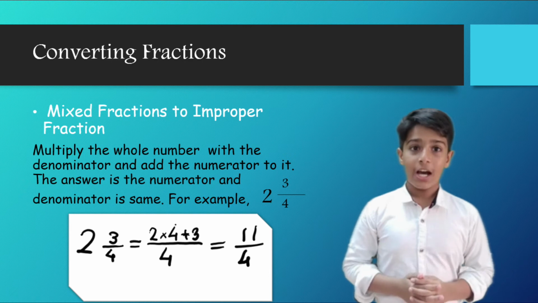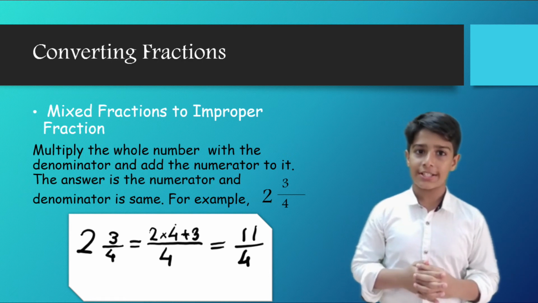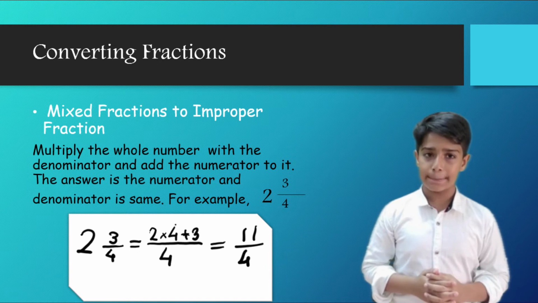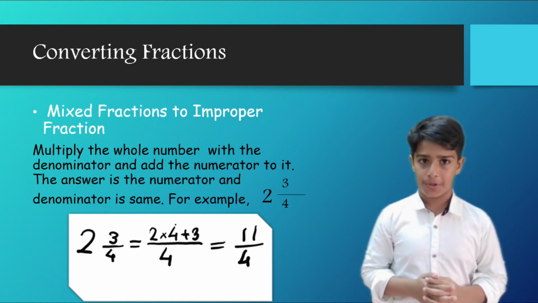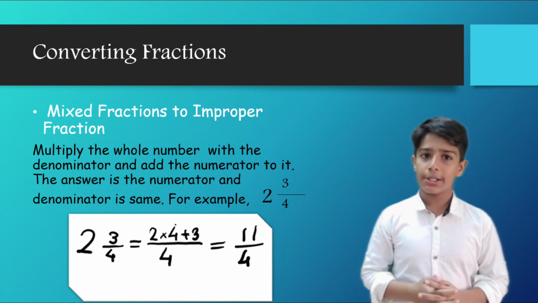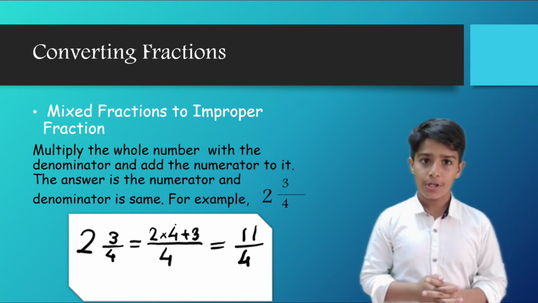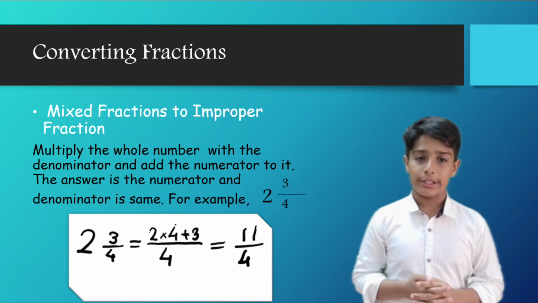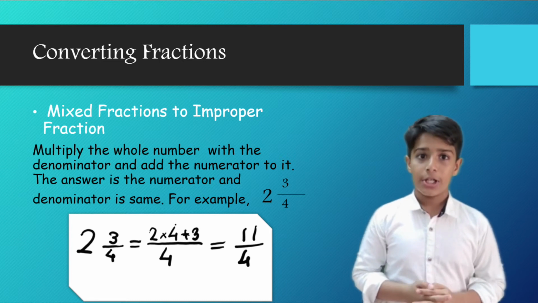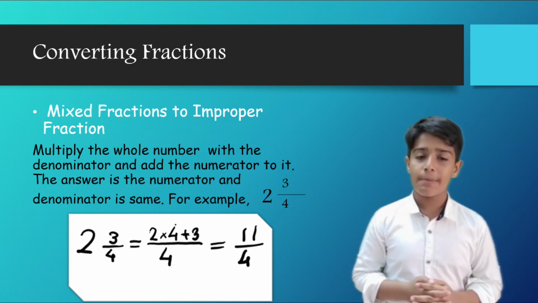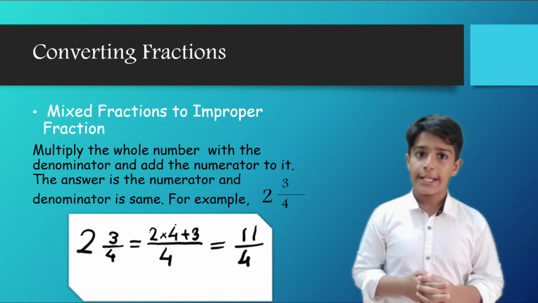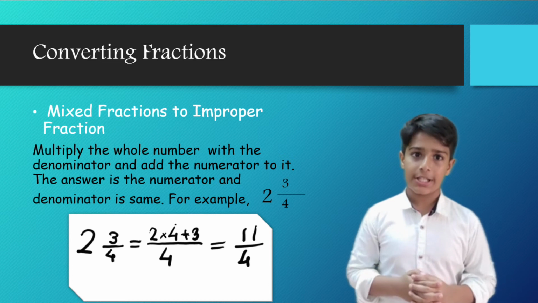Now let us see how to convert a mixed fraction to an improper fraction. So let's take an example of 2 3 by 4. Now we'll multiply 2 by 4, which will give us 8, and then we'll add 3 to it, which will give us 11. So our final answer will be 11 by 4. So friends, 11 by 4 is an improper fraction, as you all know.